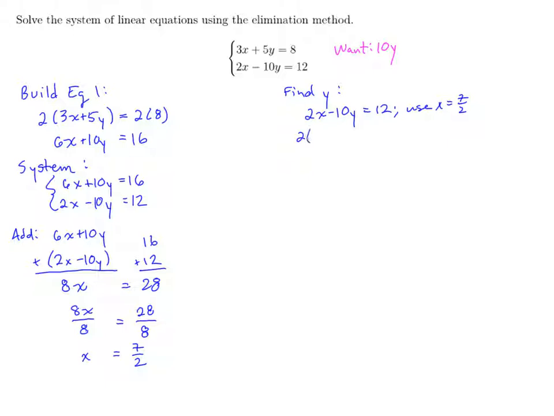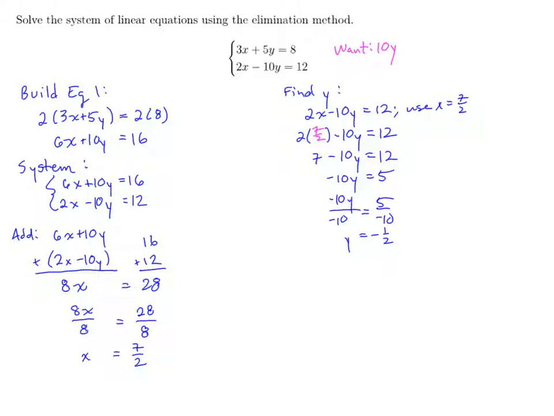So I'll take 2 times that 7 halves minus 10y equals 12. 2 times 7 halves will give me 7. So 7 minus 10y is going to equal 12. Now when I subtract 7 from each side, I'll get negative 10y equal to 5. I'll divide each side by a negative 10. So negative 10y over negative 10 will equal 5 over negative 10. And that will give me y equal to negative 1/2.